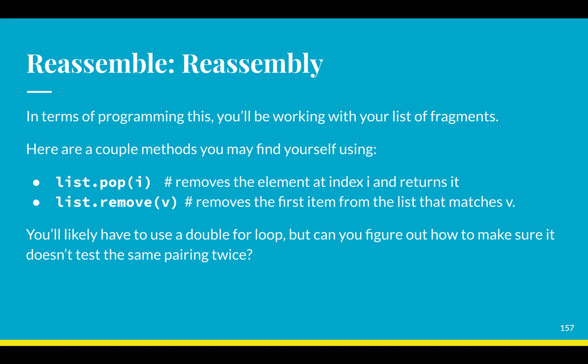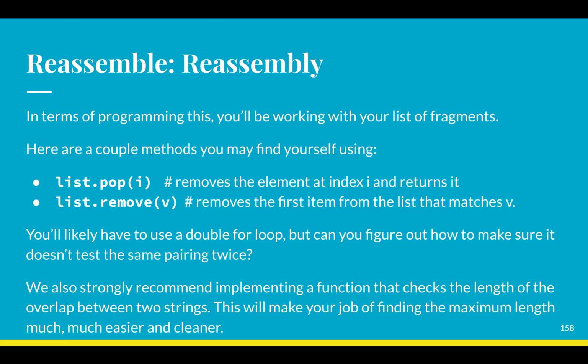You might have to use a double for loop, but something that you should think about is how to make sure that you don't consider the same pairing twice. We also strongly recommend that you decompose the functionality of checking overlap between two strings into a helper function, and that will make your job of finding the maximum overlap much, much easier.